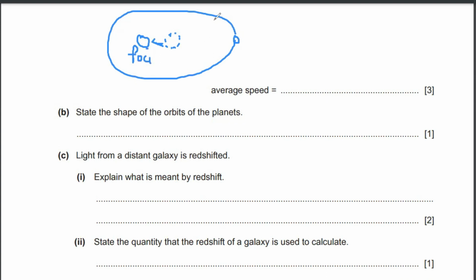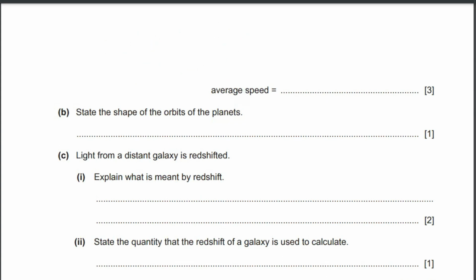When it goes towards the sun, it starts to accelerate, and when it goes away from the sun, it starts to slow down. So there is a change in speed. That's why we are only interested in average speed. As the shape is elliptical, we will write the answer as elliptical, or an ellipse.